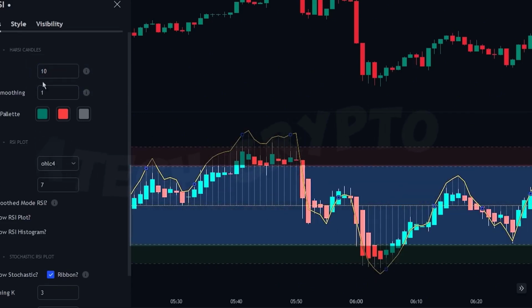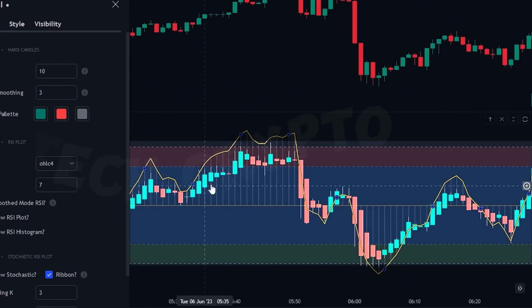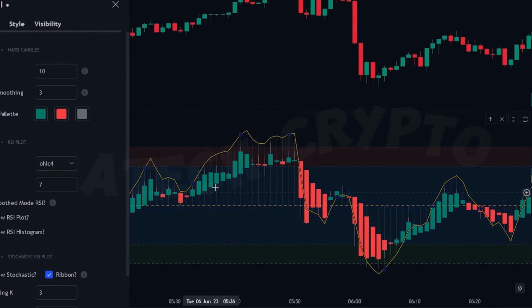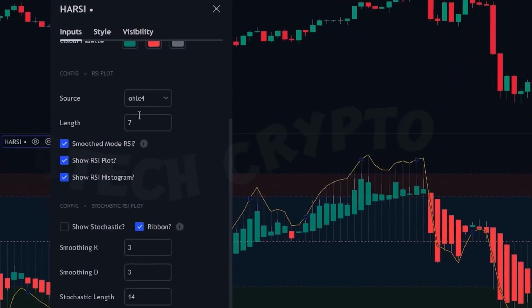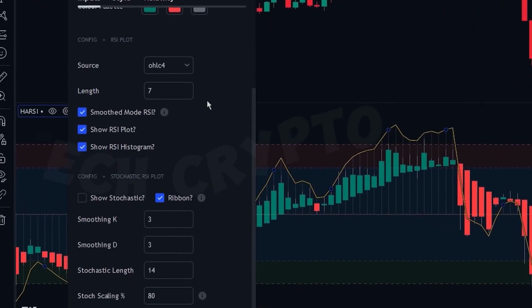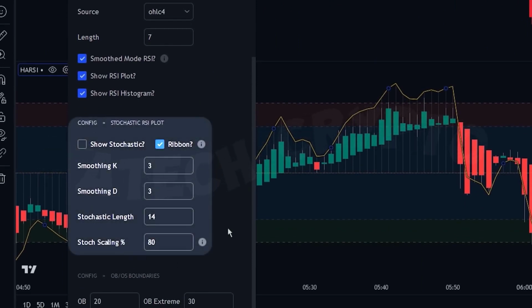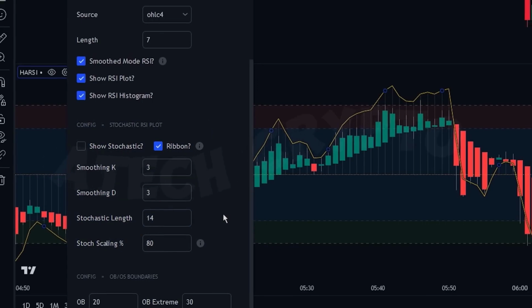The next setting is the open smoothing. By increasing the value of the open smoothing, it increases the bias towards the prior open value, helping provide better visualizations for the strength of the trend. Because of this, let's change the smoothing value to 5. If we scroll further, we can see that there is also a setting for changing the length of the RSI plot. Finally, you can also add a stochastic RSI to the indicator. However, we won't be using it, so we will be keeping these settings at default.